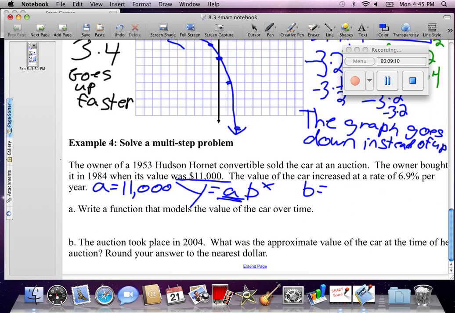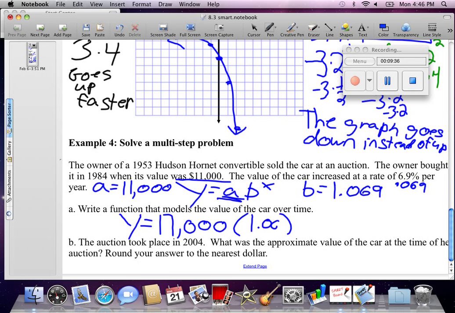We know that 6.9% is 0.069. But if we just did that, we're just calculating the percent. We're not calculating the initial amount of money. So we have to change that to 1.069. So now we're just going to fill it in. We've got y equals, I've got my A, 11,000, times my B, which is 1.069, to the x. Y is how much money it costs, and x is time.